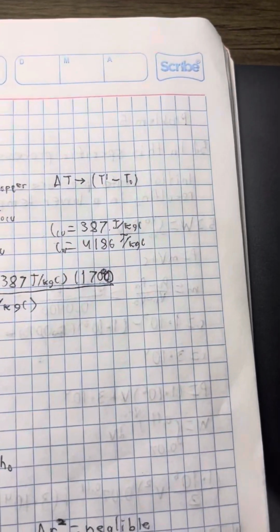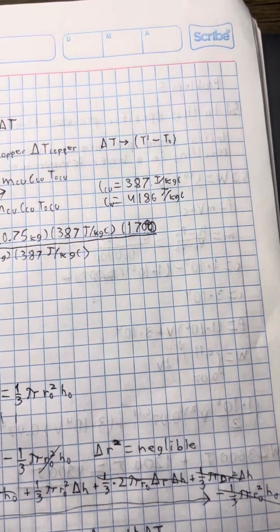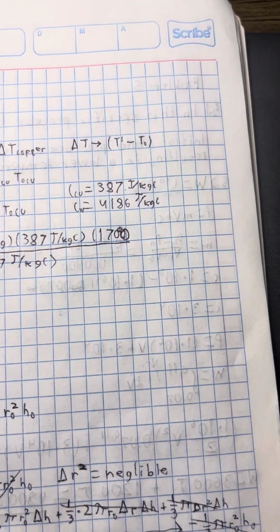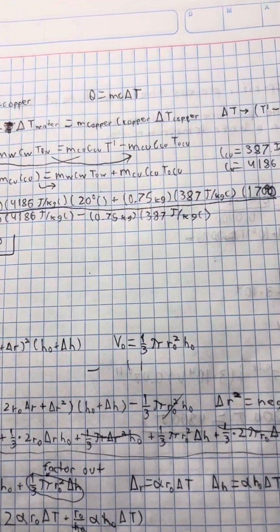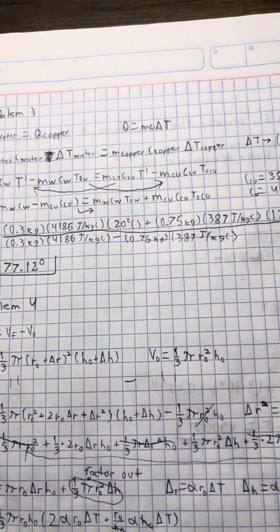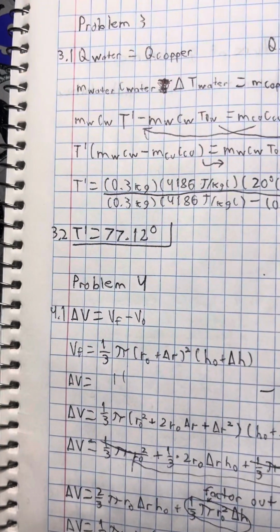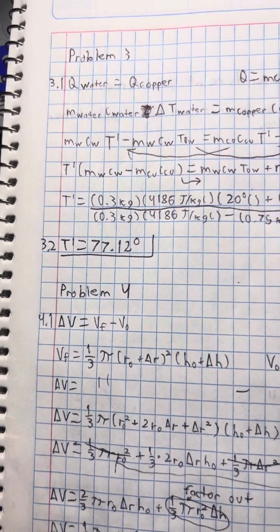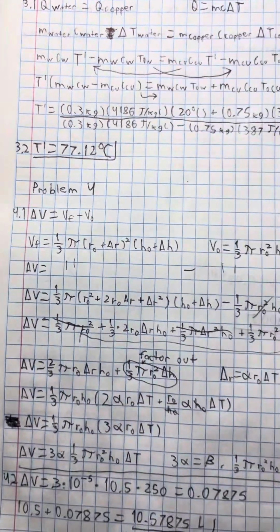The specific heat of copper is 387 joules per kilogram degree C, and the specific heat of water is 4186 joules per kilogram degree C. After performing this multiplication and division on the Casio calculator, I got this value as the final temperature: 77.12 degrees Celsius.